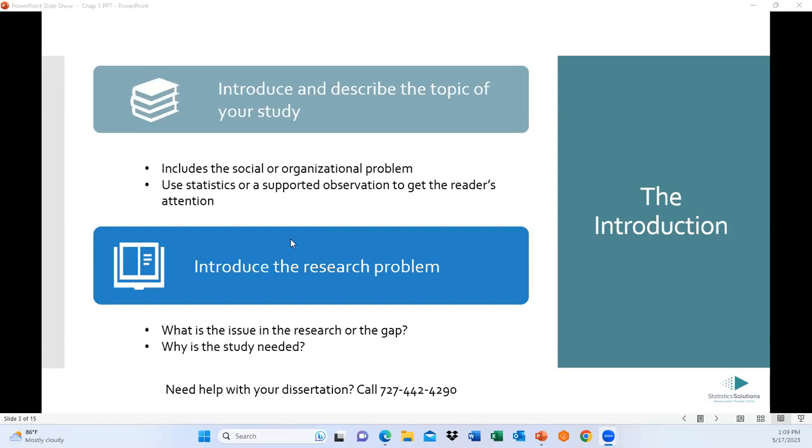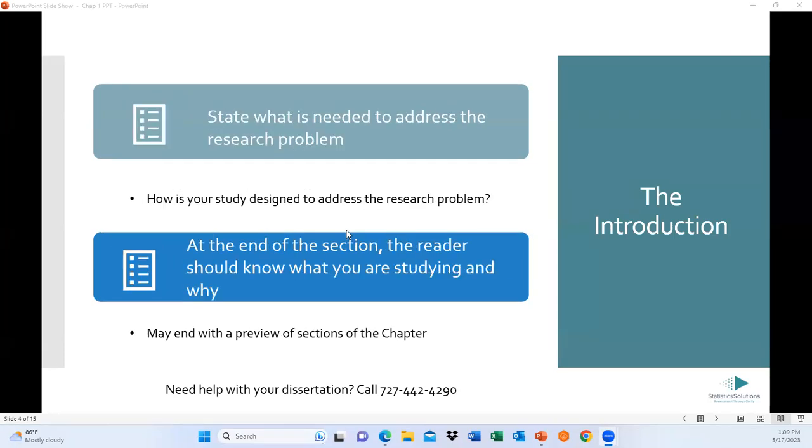But again, this is the introduction. You're going to mention it. What research is needed to address that gap or that research problem? Why is your study needed? These things need to be made clear at the very beginning. State what is needed to address the research problem. How is your study designed to address the research problem?